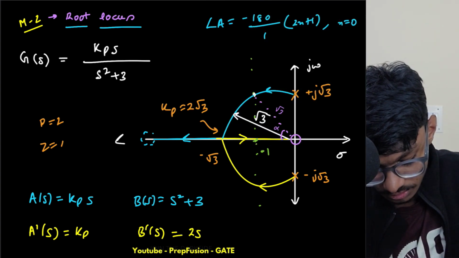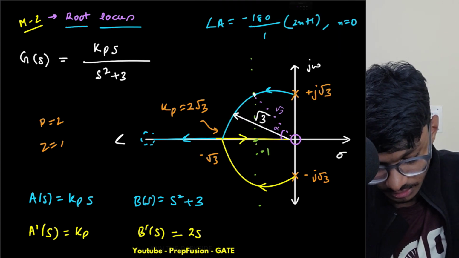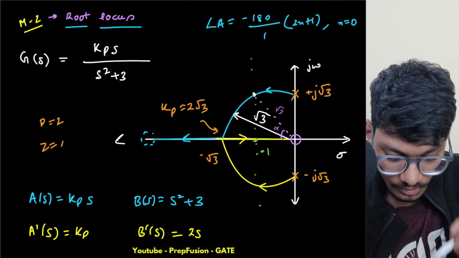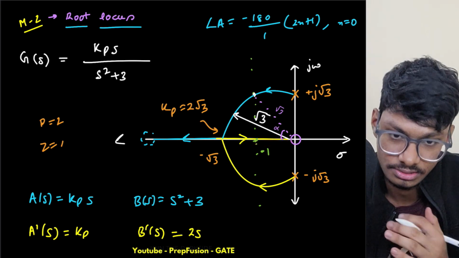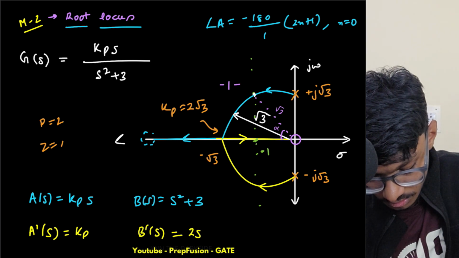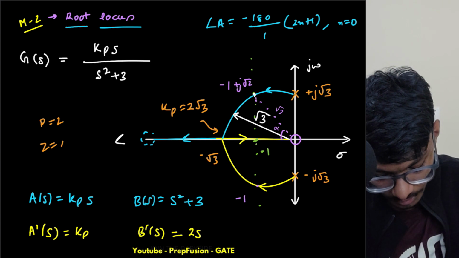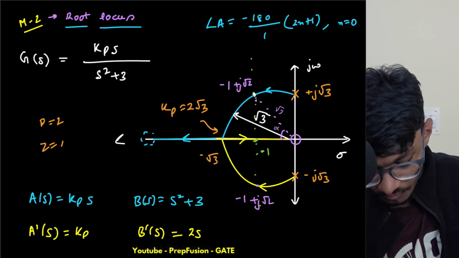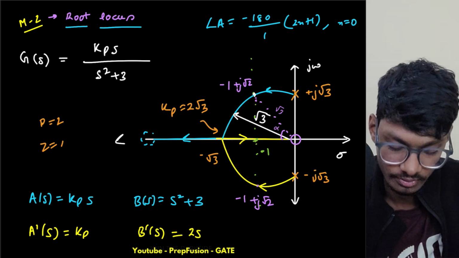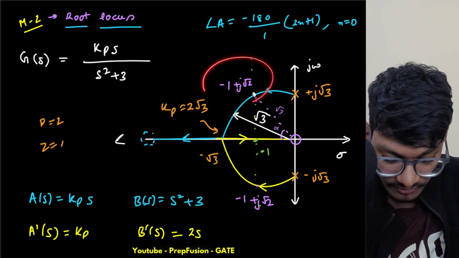The height of this point is j√2 and the x coordinate is -1. So -1 plus j√2, and the other root will obviously be the complex conjugate, -1 minus j√2. The real part is -1, but all other poles have to lie within this region. So I can find the value of k over here.